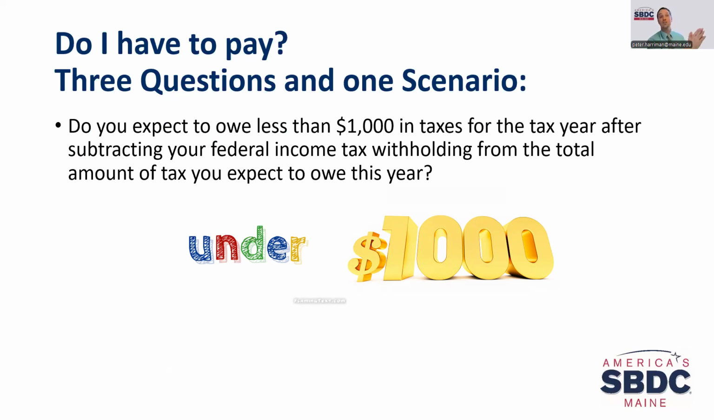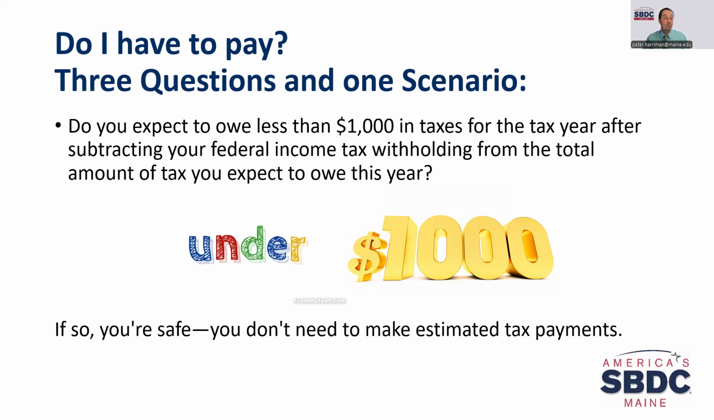So let's say you worked as an employee for most of the year, and then you started your business in the last quarter of the year. Do you think that profit you made is going to equal $1,000 or more in taxes? If you don't think it's going to equal $1,000 or more in taxes, then guess what? You don't need to make an estimated tax payment. If it's under $1,000, you can just pay at the end of the year, no penalty.